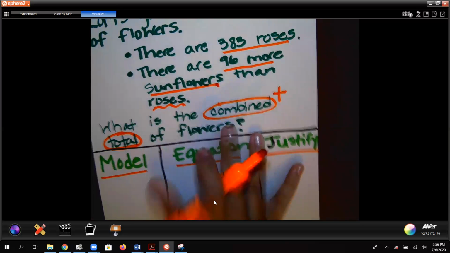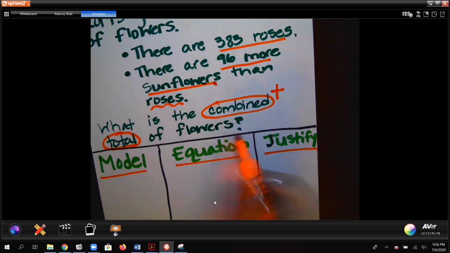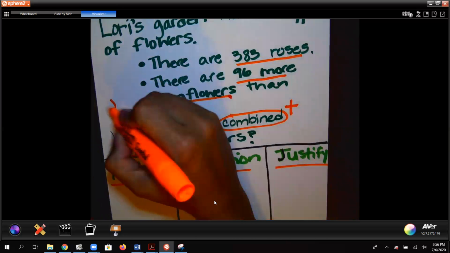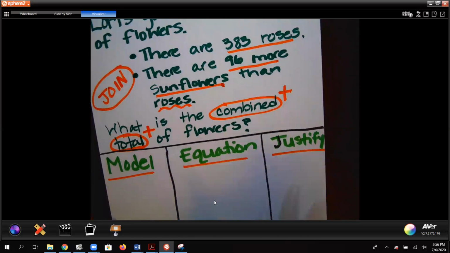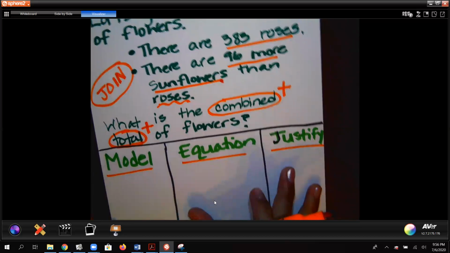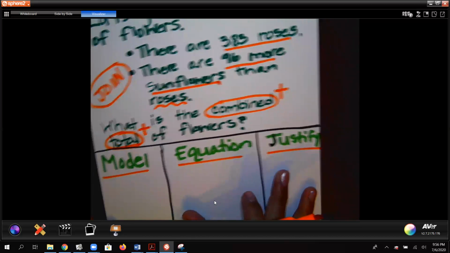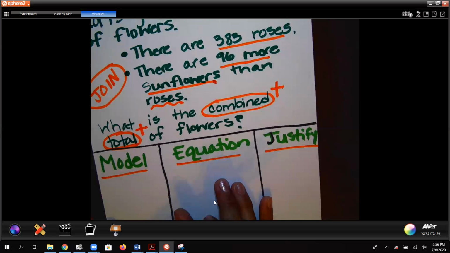And in this problem, they want you to combine it together, to add it. So this is actually a join problem. You're going to have to join things. But there's actually 2 steps for this problem. A lot of problems are multiple step problems. That means more than 1 step. However, there's different ways that you can solve problems. Your teacher will show you different ways.